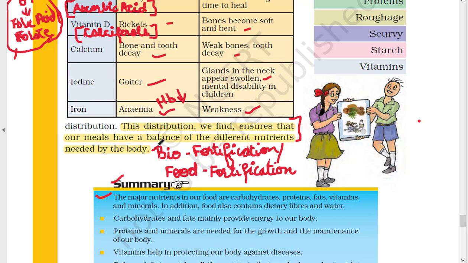The last concept that I wanted to talk about is biofortification or food fortification. To deal with these deficiency diseases, governments generally do biofortification of foods. That means they add extra vitamins and minerals to the food products. That is known as biofortification or food fortification, and many countries do that. Even if you see the Amul milk packet, you can see nowadays it is biofortified with vitamins C and K, I think. So you can check which vitamins are added in it. So this is known as biofortification.